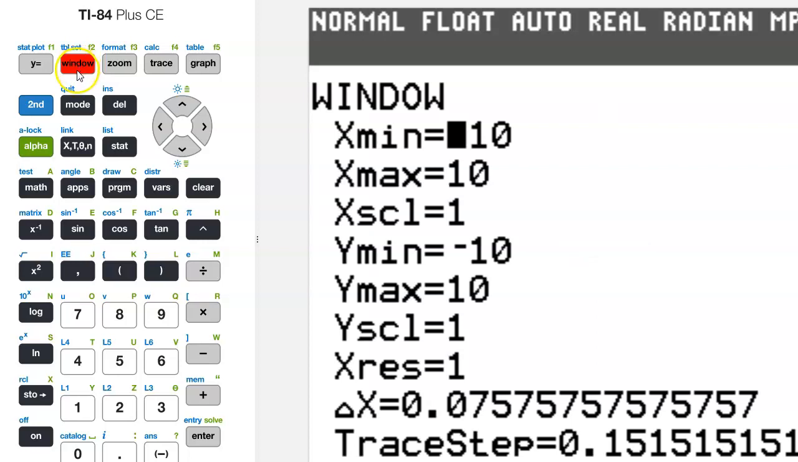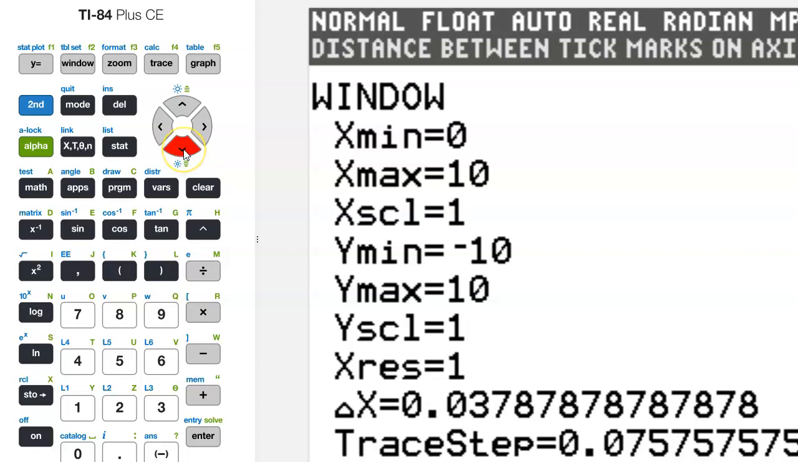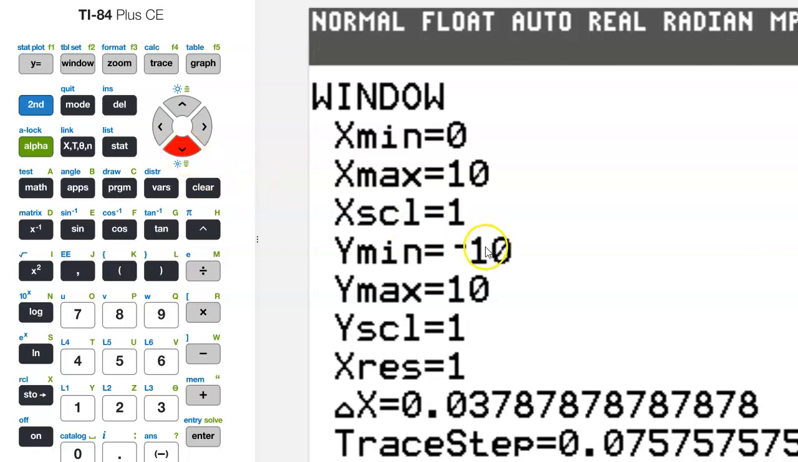Hit the window button. Let's let x min be 0. X max can be 10 still. Let's let the minimum y value be 0. It didn't seem to really go below the x-axis, so let's let y min be 0. Let's start with a y max of 1 and see what we get.